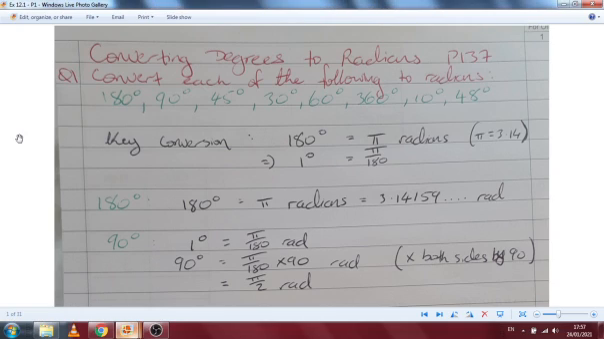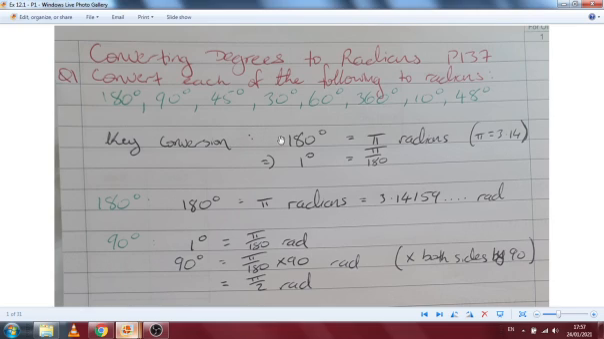In this video, we're going to answer some questions based on radians. So we'll be able, by the end, to convert from degrees into radians and from radians into degrees. So on question 1, page 137 of your textbook, we were asked to convert each of the following, all of these, from degrees into radians.